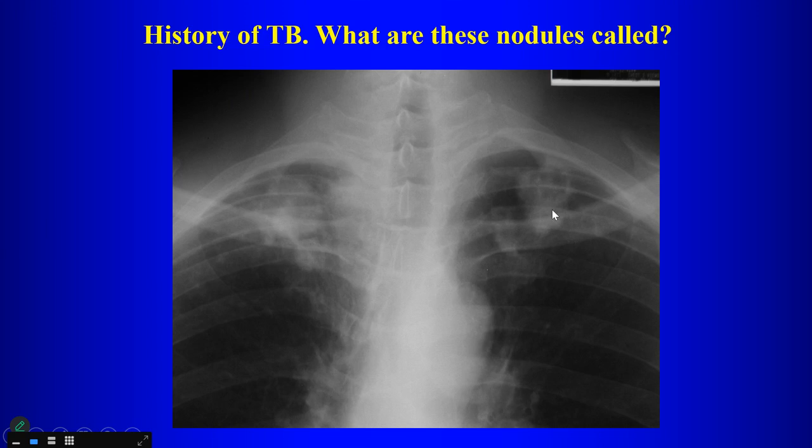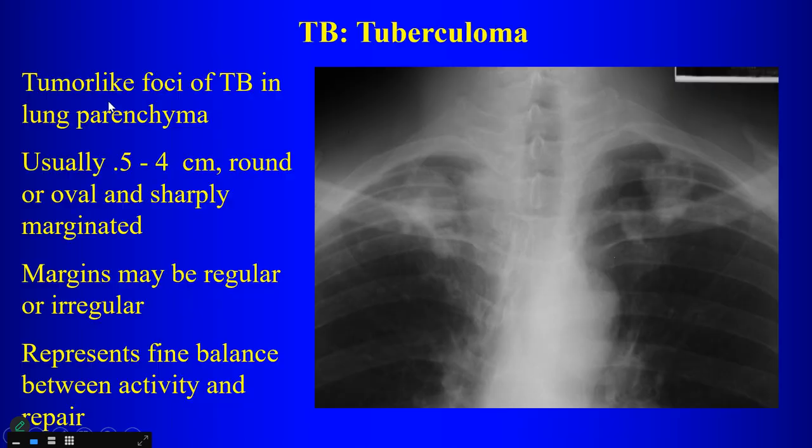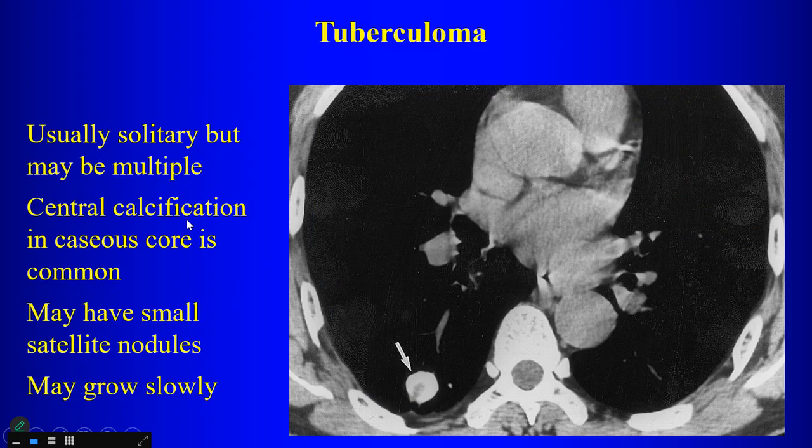What are these nodules called in a patient with tuberculosis? So these larger nodules, yeah, these are called tuberculomas. Okay. So tumor-like foci of TB, anywhere from 0.5 to 4 centimeters, that find a balance between activity and repair, because these can contain viable organisms, tuberculomas. They can calcify, like you see here.